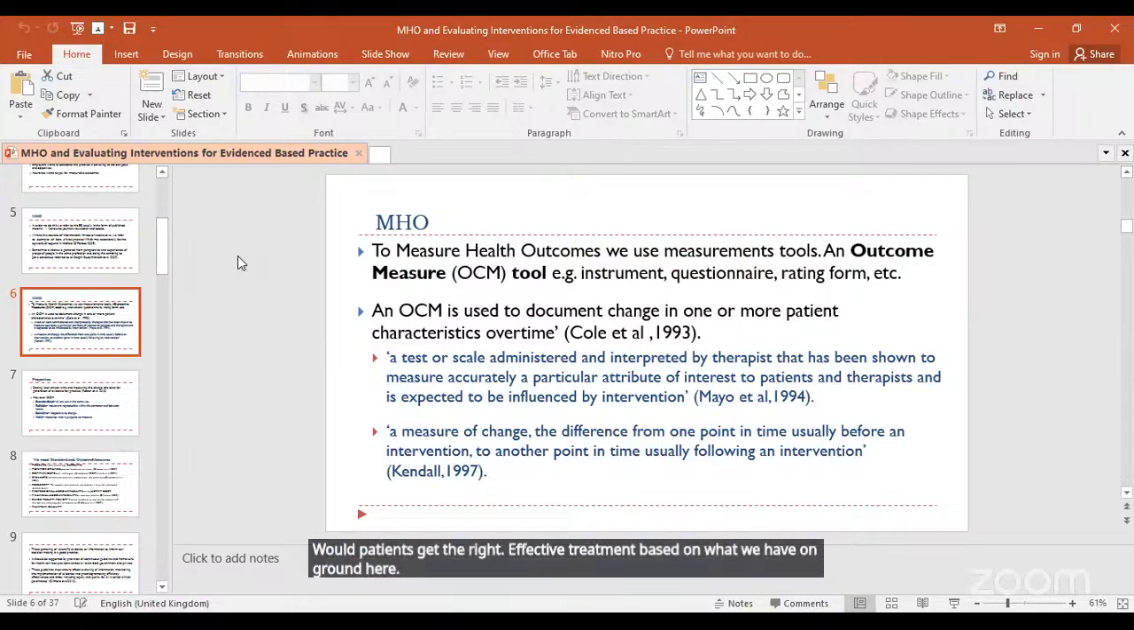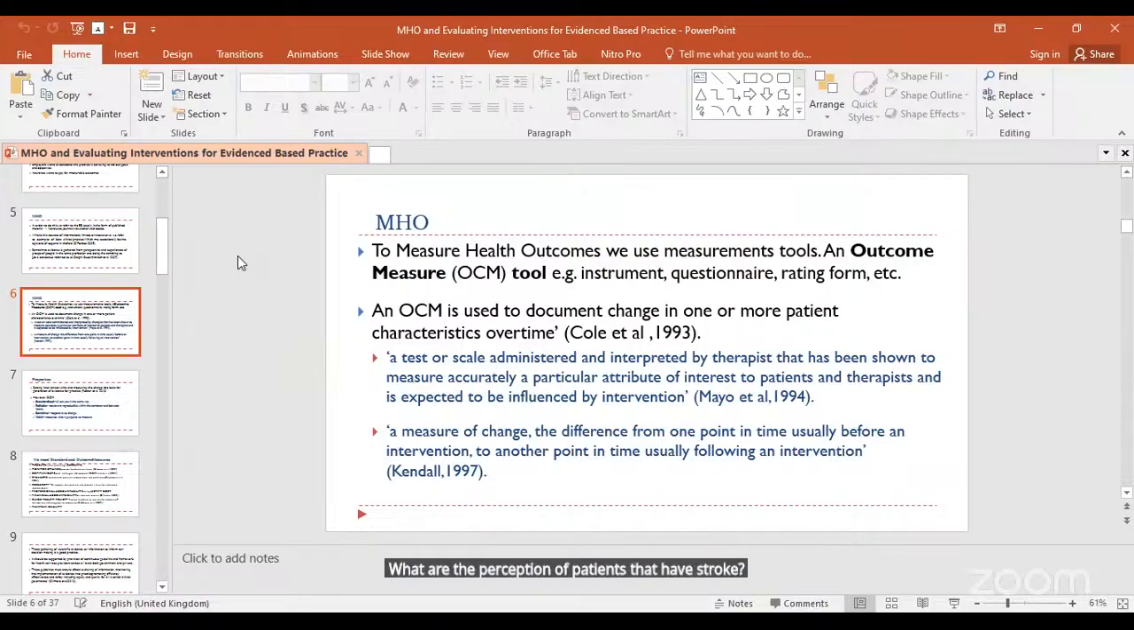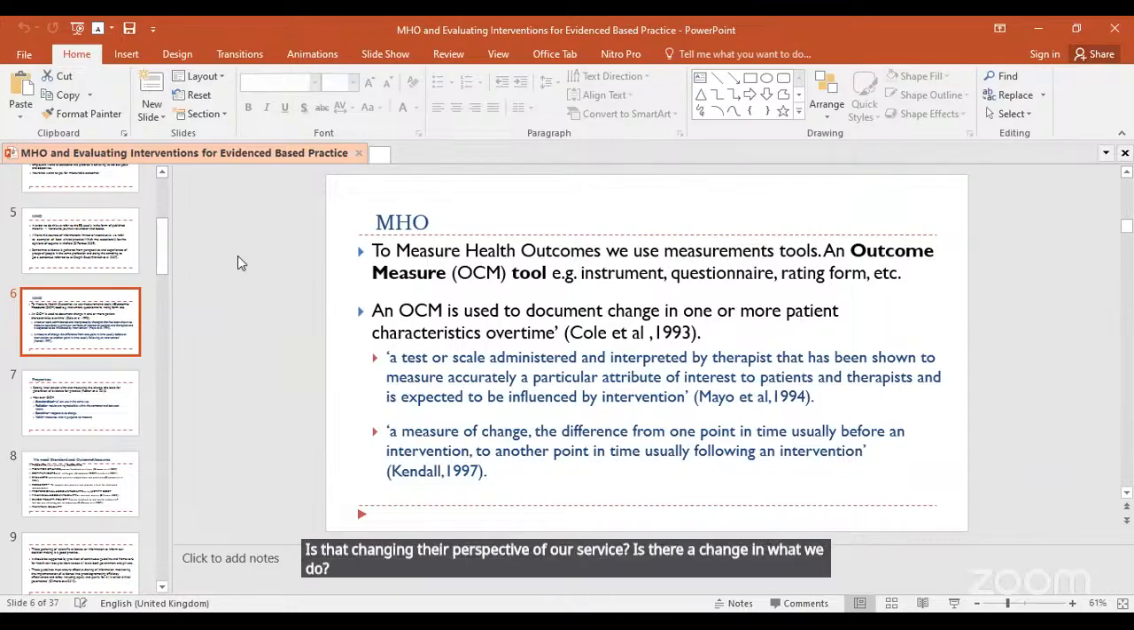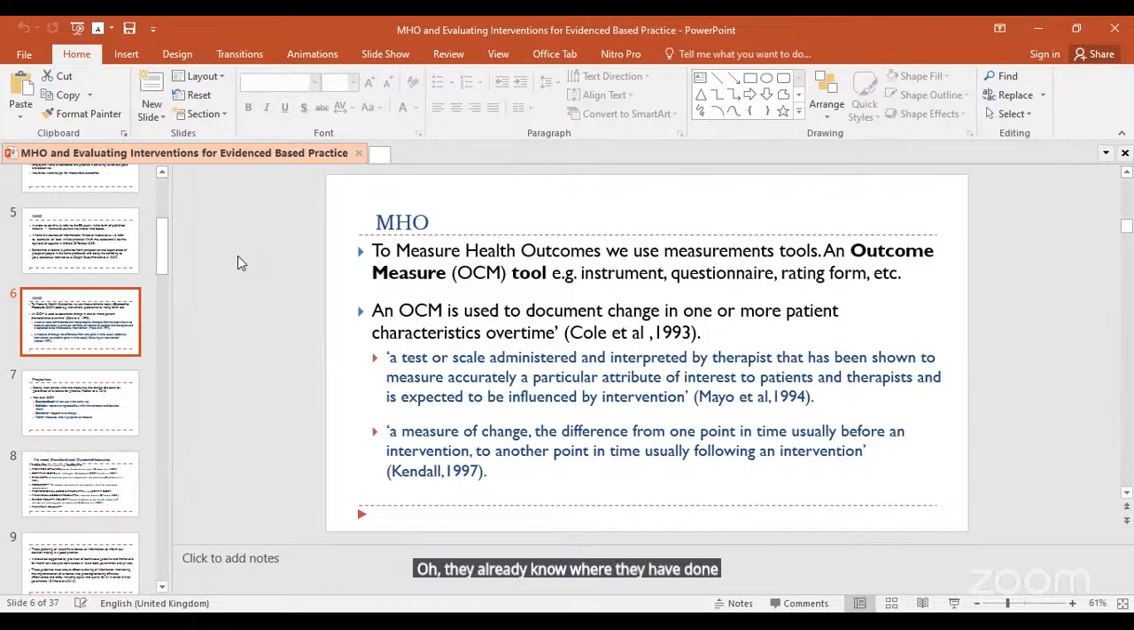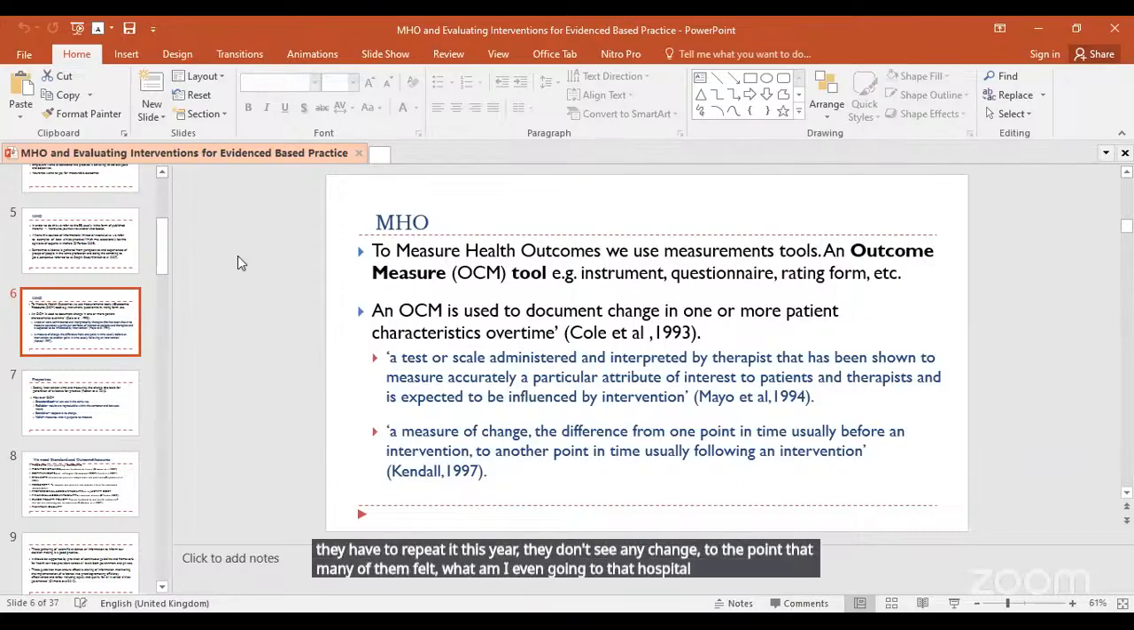What are the perceptions of patients that have stroke that come into this place regarding our progress? Those that came last year and those that are coming now, is there a change in their perspective of our service? Is there a change in what we do? They already know what they have done last year. They have to repeat it this year. They don't see any change, to the point that many of them feel, what am I even going to that hospital to do? It has become monotonous, actually.